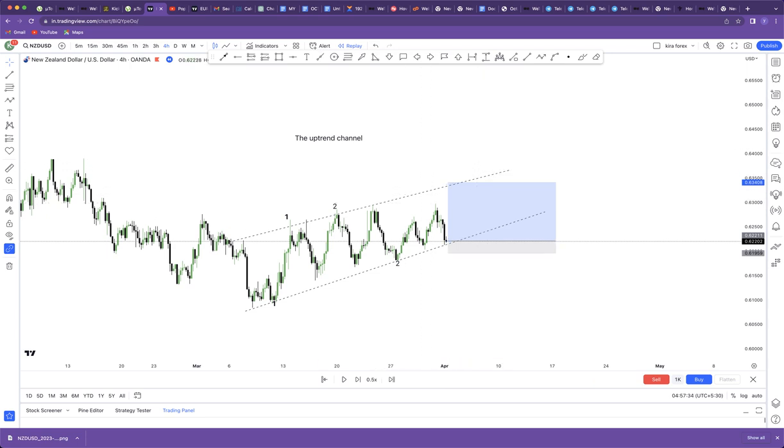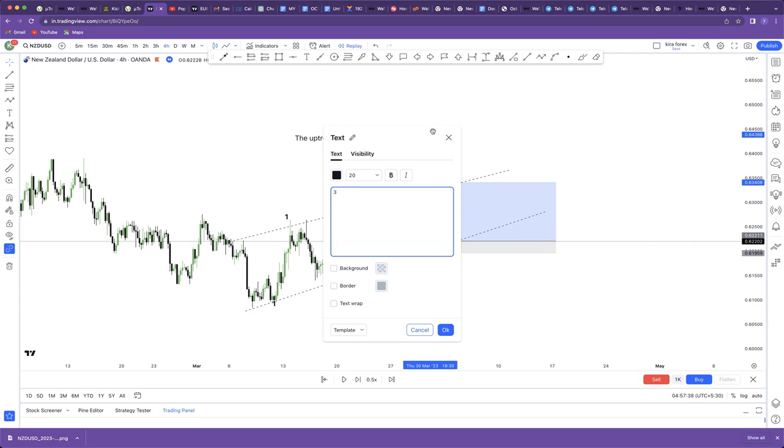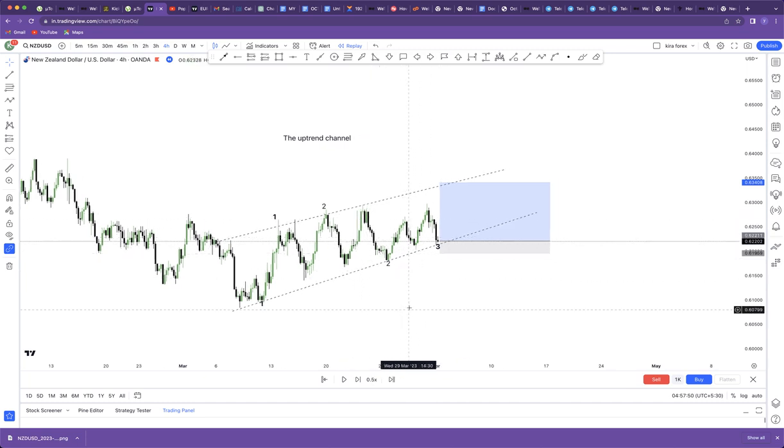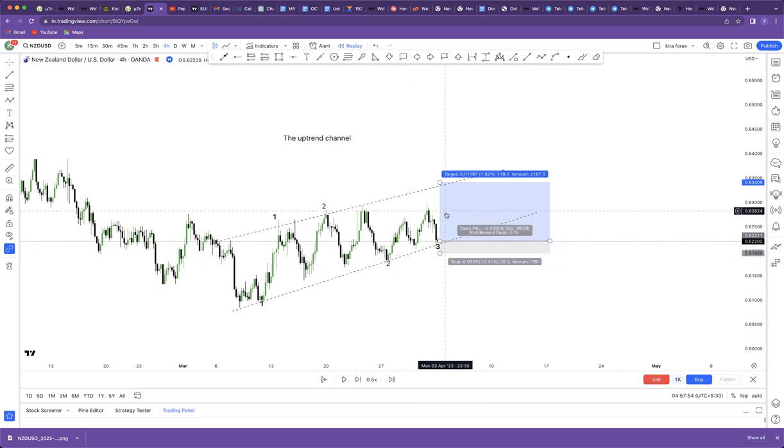So let me put the number there for you to see what I mean so that you can get it clearly. This is the third touch of price on the support. In my previous videos, when I was teaching, I said that even when you draw a trend line, you need the third touch to make the trend line valid. So you are just doing the same thing in this channel. You don't need the third touch to make your entry valid.